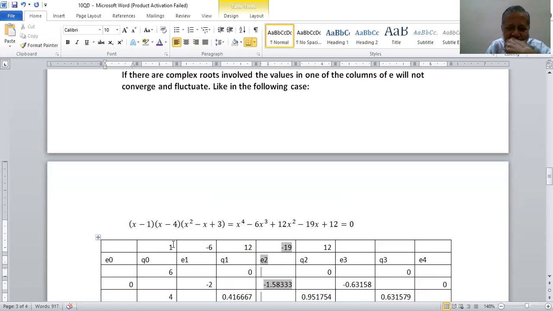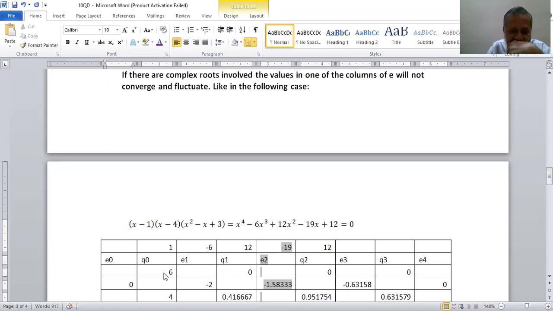यहाँ पहली रो में सिर्फ इस पोलिनोमियल के कोएफिशिएंट्स लिखे हुए हैं: 1, -6, 12, -19 and 12. तो ये जो इस टेबल में पहली रो है इसका QD एल्गोरिथम से सिर्फ ये ताल्लुक है कि हमने इन कोएफिशिएंट्स को यहाँ लिखा है.